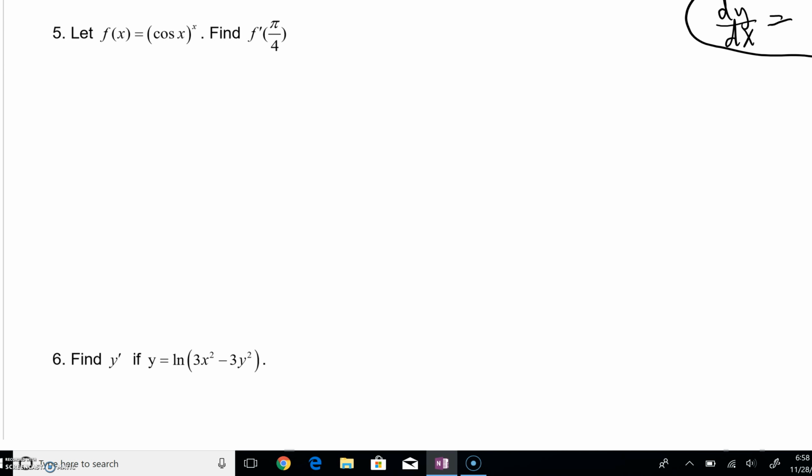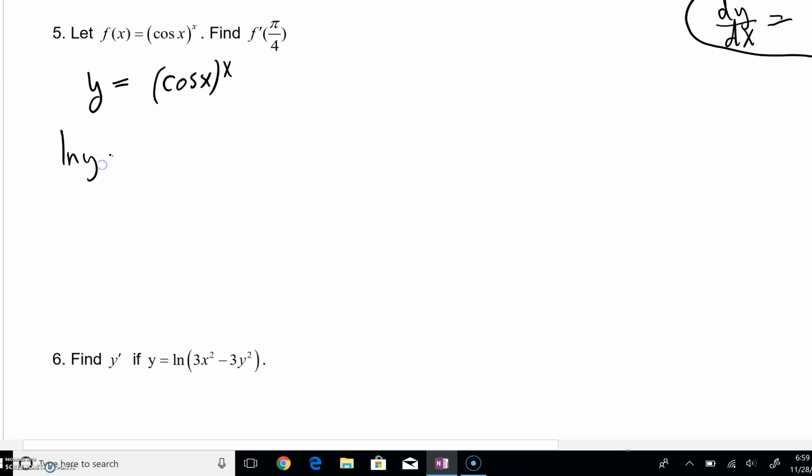Calculus BC, our Chapter 7 review for our quiz. Let's keep going here and take a look at number 5. As we're looking at number 5, you can see that we've got f of x equals cosine of x to the x. Really, that's like y equals cosine of x to the x. We're supposed to not only take our derivative, but plug in a pi over 4.